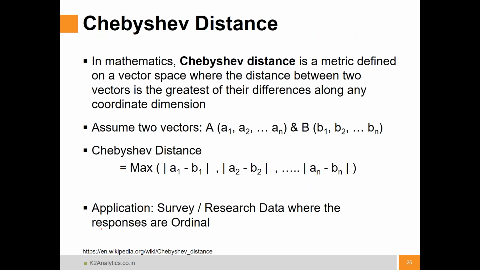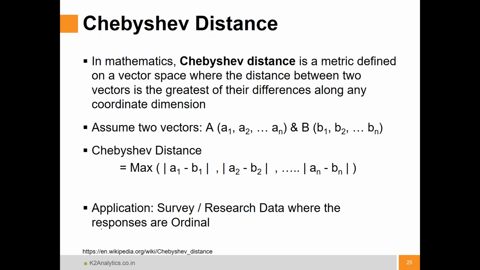Depending upon certain scenarios, we may not be able to use this Euclidean distance. There are certain scenarios where you may require certain other formulas. So one other mathematician named Chebyshev proposed a distance logic, called Chebyshev distance, which is also like a chessboard kind of distance.